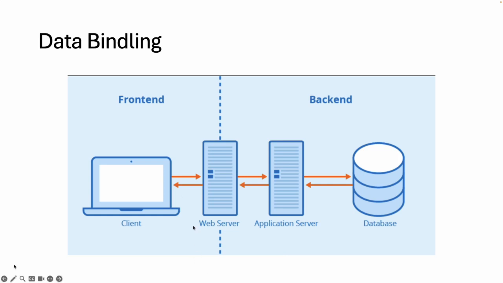So in this picture, we can consider the front end is HTML and the back end is JavaScript. The properties in the front end HTML will be controlled by the back end JavaScript. So the data will be synchronized between these two. Any changes that happen in the JavaScript will be updated in the front end as well.